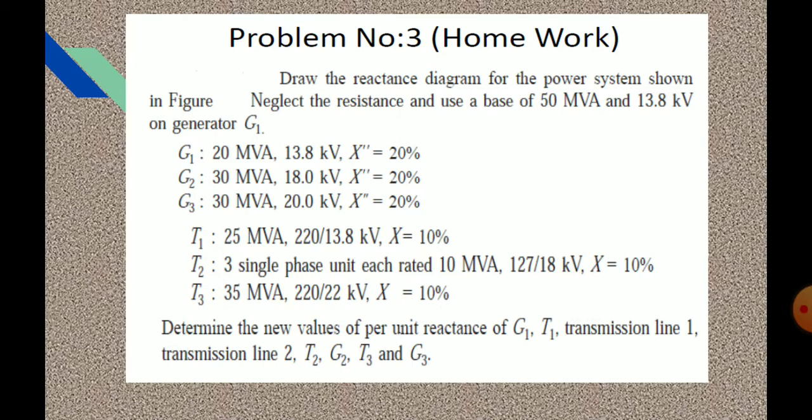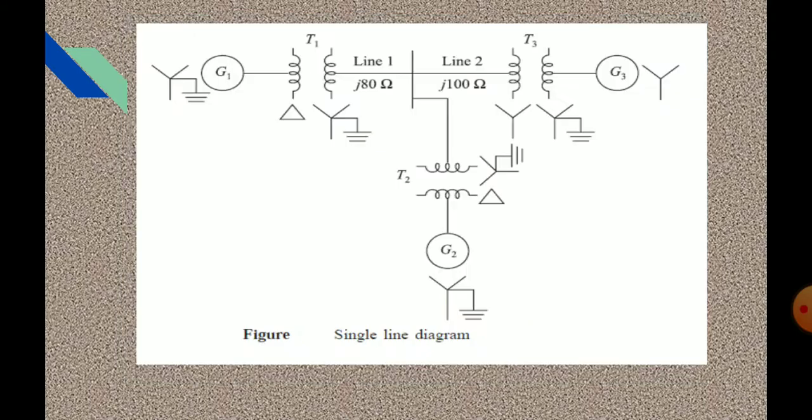So we must multiply the ratings by 3 and divide by root 3 in order to convert single phase to three phase. Next, the reactor value is 10%. The transformer T3 ratings are also given here. So all the values are given here, and this is a single line diagram.